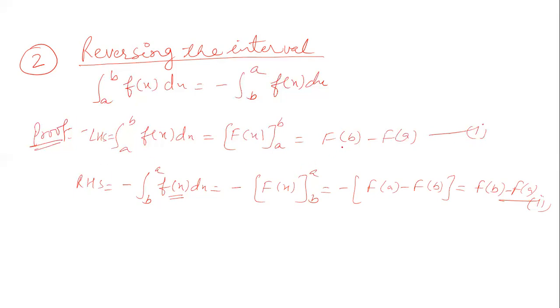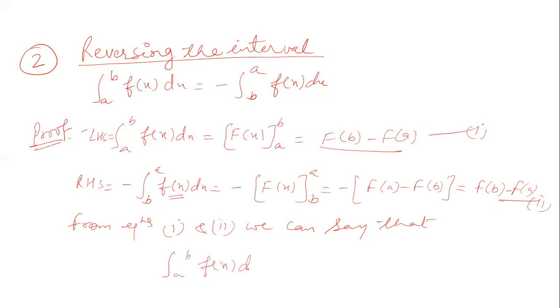From 1 and 2, we can see we are getting the same result. From equations 1 and 2, we can say the integral from a to b of f(x) dx equals minus the integral from b to a of f(x) dx. The name of this property is known as reversing the interval.